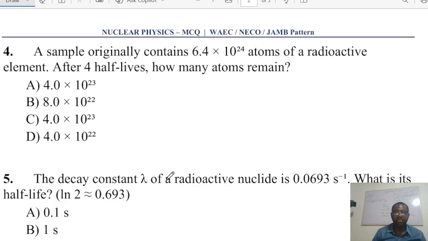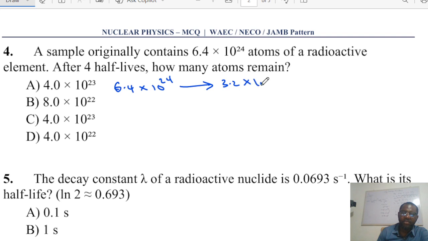Okay, now number 4. A sample originally contains 6.4 times 10 raised to power 24 atoms of a radioactive element. After 4 half-lives, how many atoms remain? Very easy. So let's see. 6.4 times 10 raised to power 24. The first half-life, divide this amount by 2. That will be 3.2 times 10 raised to power 24. Divide this by 2 again. That will be 1.6 times 10 raised to power 24.